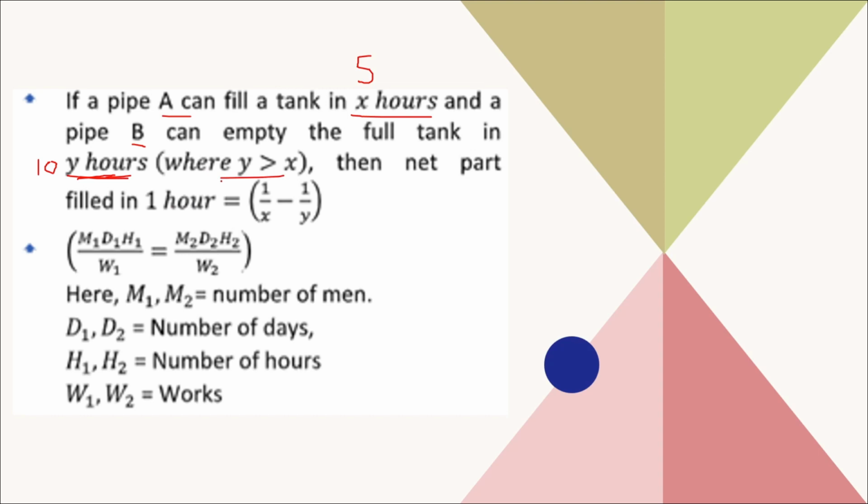So in that case, what are we going to consider over here? I'm going to consider Y greater than X. If this condition is true, okay, then how much, a part of the tank is filled in 1 hour? So what are you going to do over there? 1 upon X minus 1 upon Y.